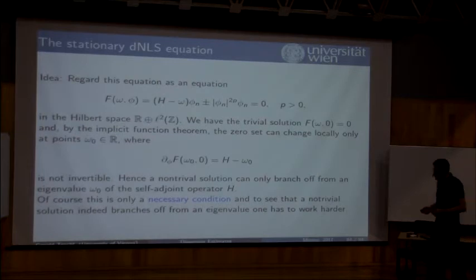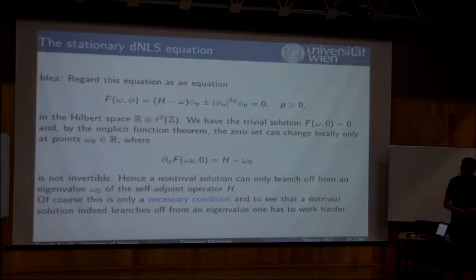Okay, so this is the next thing I would like to discuss. So our approach is the following. We look at this equation here in a Banach space. So this is a function in the Banach space R plus little L2. Omega here is considered to be a parameter, so this is real valued, and this profile here will be in L2. Okay, and this is the equation. I've just copied it from the previous slide, and we have this trivial solution. So if phi is 0, everything vanishes, everything is okay.